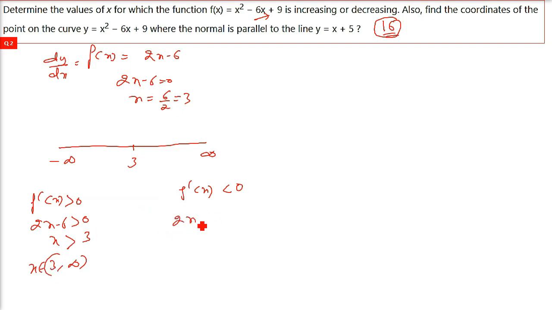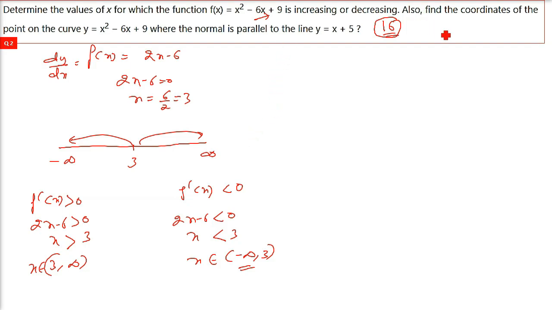Then we can say that it is increasing. For 2x minus 6 less than 0, x is less than 3. So in the interval, I should not say domain or range, it's interval. So x belongs to anything which is lower than 3, that is negative infinity to 3. So this is where we got that it is increasing and decreasing.